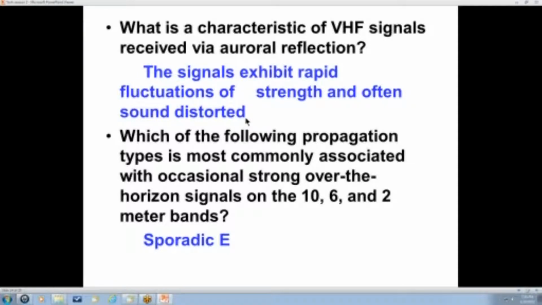Which of the following propagation types is most commonly associated with occasional, strong, over-the-horizon signals in the 10, 6, and 2-meter bands? That's the sporadic E propagation again. And these are the bands most affected by sporadic E, the 10, the 6, and the 2-meter bands.